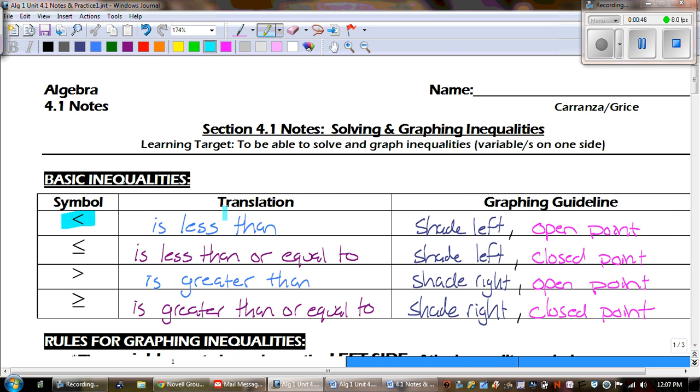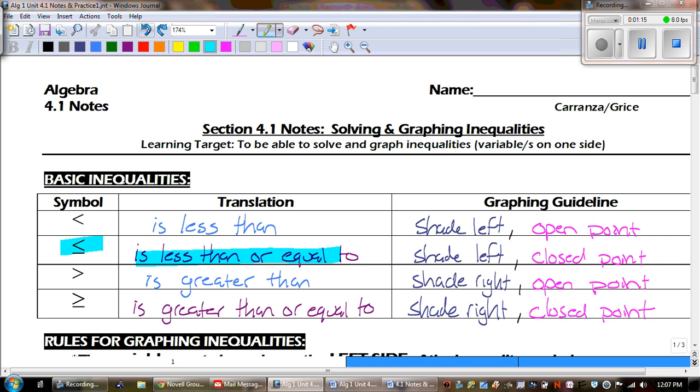So our symbol right there is less than, you know that. Now when you have to graph that, we're going to shade to the left, and it's going to have an open point. And you might be like, Mr. Grice, I have no idea what that means right now. That's okay. Don't worry about that. Next one, our symbol is less than or equal to. We shade to the left, and it has a closed point.